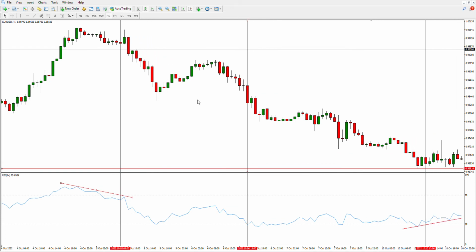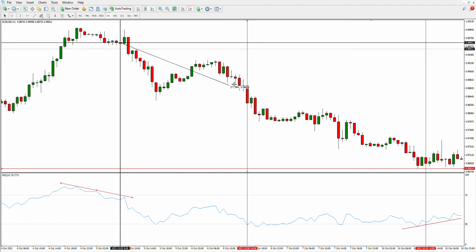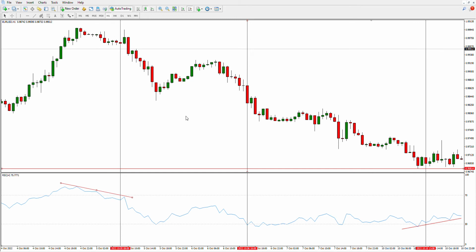So if we would have got in at the start of this signal and followed it all the way down here, we would have been looking at almost 300 pips, considering we could have had a stop loss of just over 30 up here. That would have been a pretty solid trade.